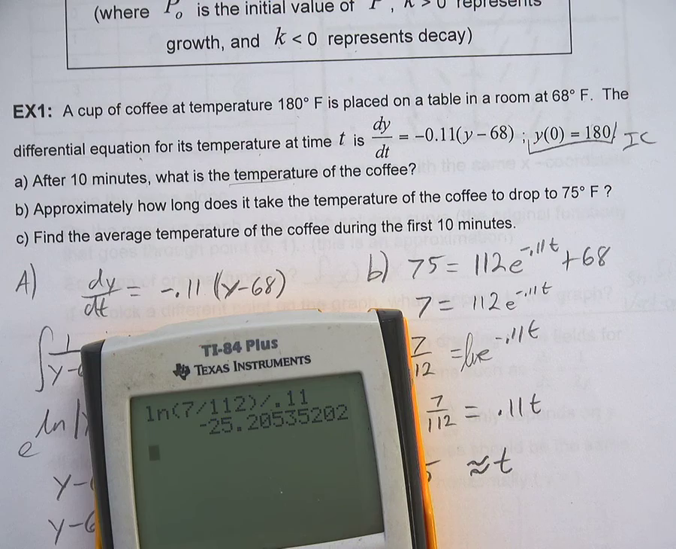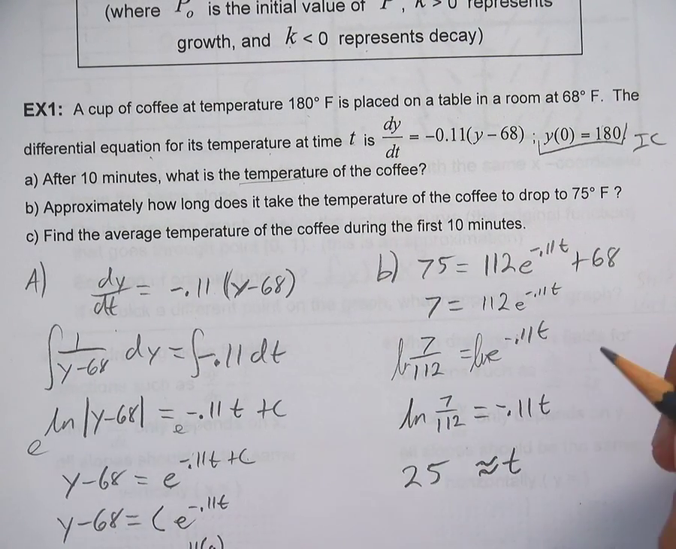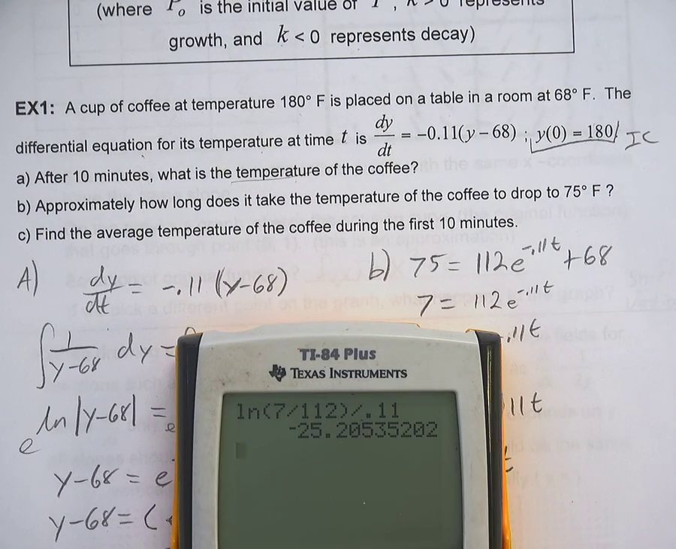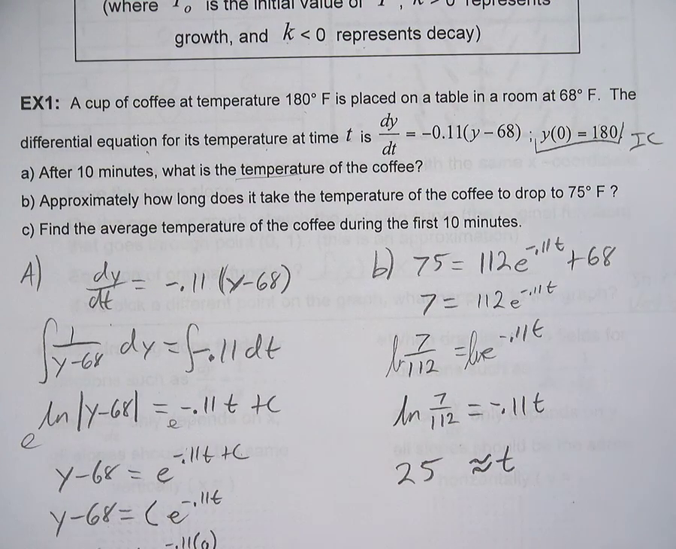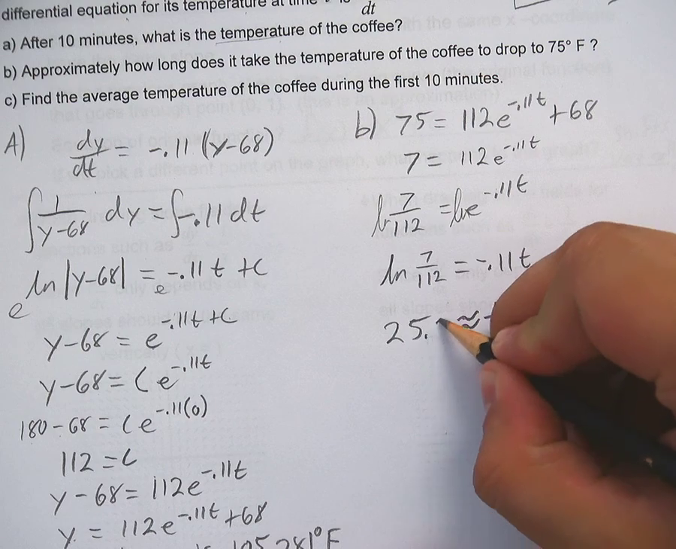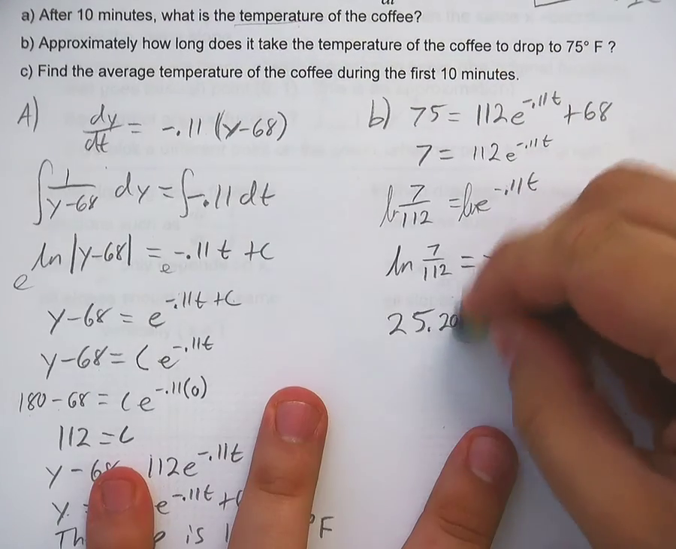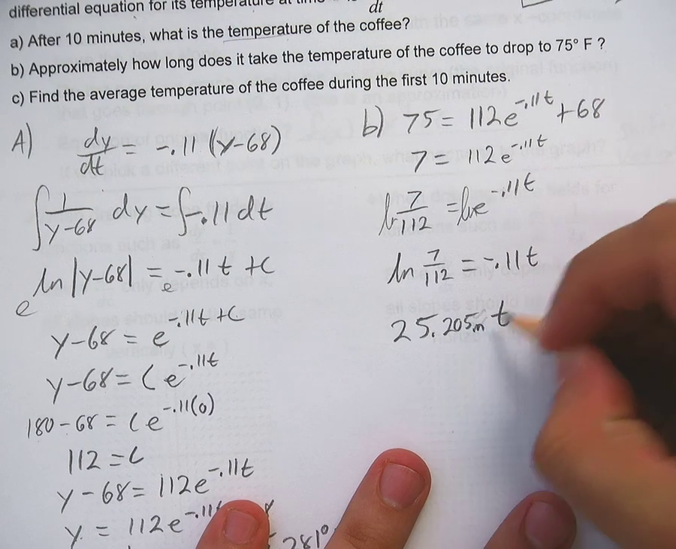Oh, I'm sorry, I forgot the negative. I was wondering why it was negative, so I forgot the negative here. So it would take the negative out, right? Just make it positive 25. So it's about 25 minutes. And of course we would round that, so 25.205 minutes.